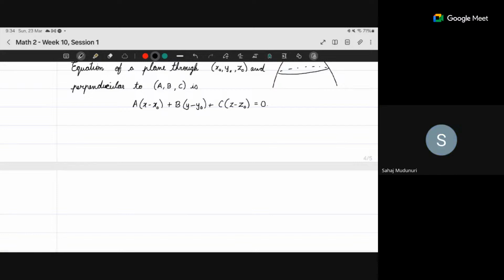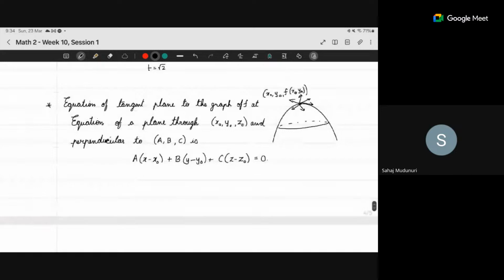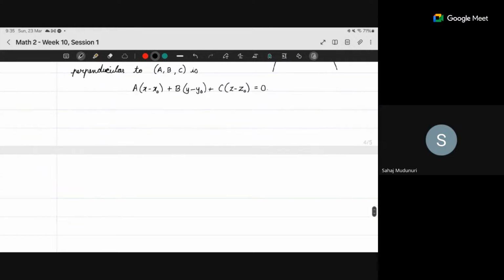That perpendicular vector. Exactly. So if I know a point and a perpendicular vector, I can get the equation. I know a point, x naught, y naught, f of x naught, y naught, the point through which the plane passes. So that I know. Now I want a normal vector. How do I calculate this normal vector?